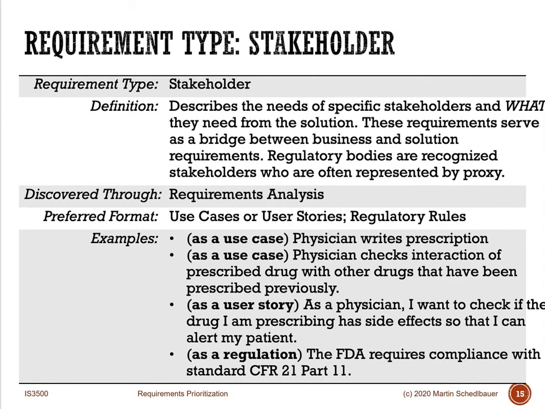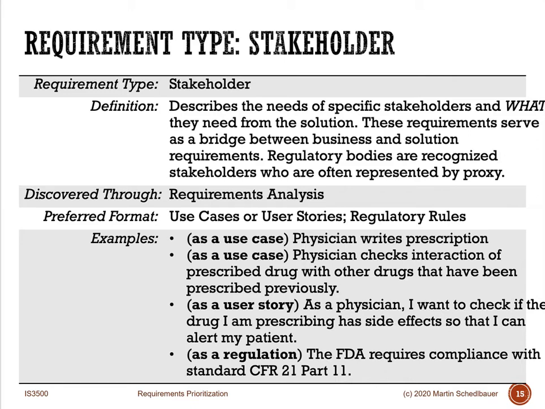Now, of course, eventually you're going to talk to specific users, regulatory bodies, people using the system. They're called stakeholders. Now, the stakeholders have very specific needs. They want the solution to something very specific for them. So they're more refined, more precise, more detailed, more granular than business requirements. So an example is a physician wants to be able to write a prescription.